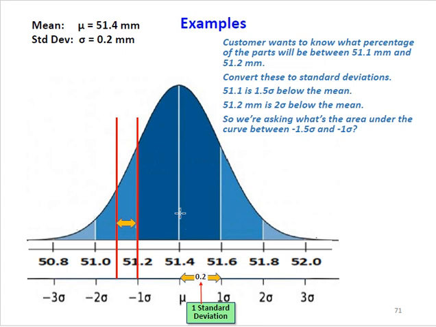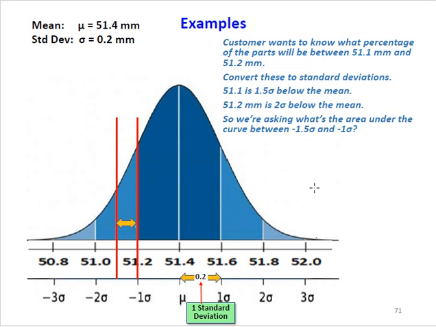Standard deviation is again the distance measured from the mean all the way to here. So we have to find from here to here what is the distance, and from here to here what is the distance, and then you have to subtract that. So 51.1 is 1.5 sigma below the mean, and 51.2 is going to be 1 sigma below the mean.